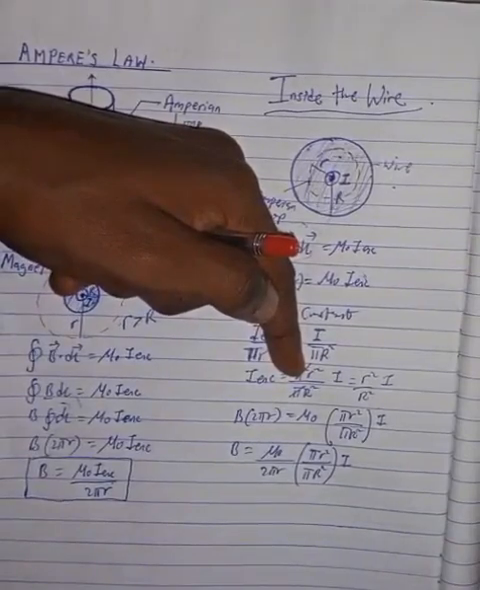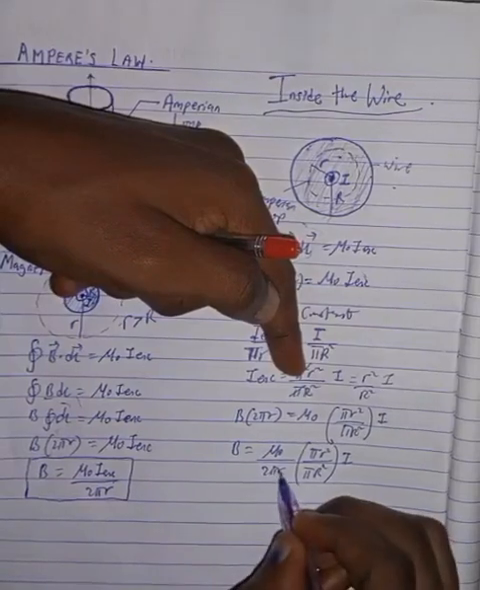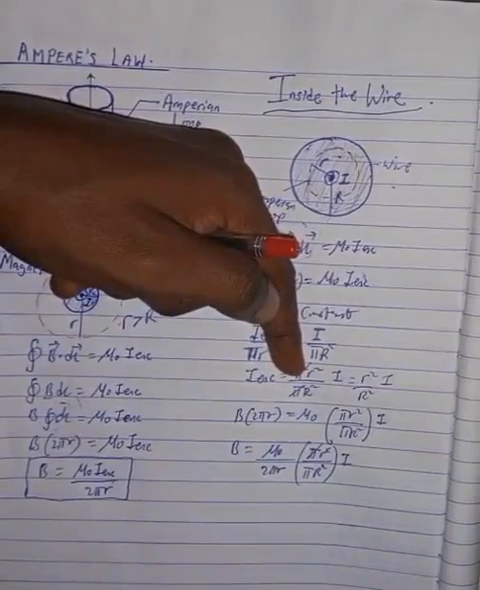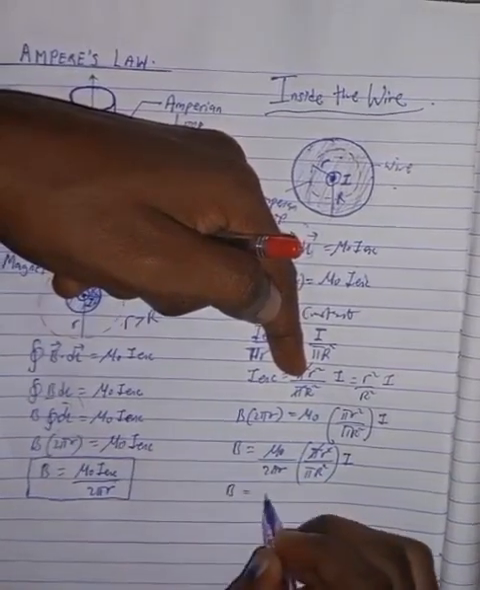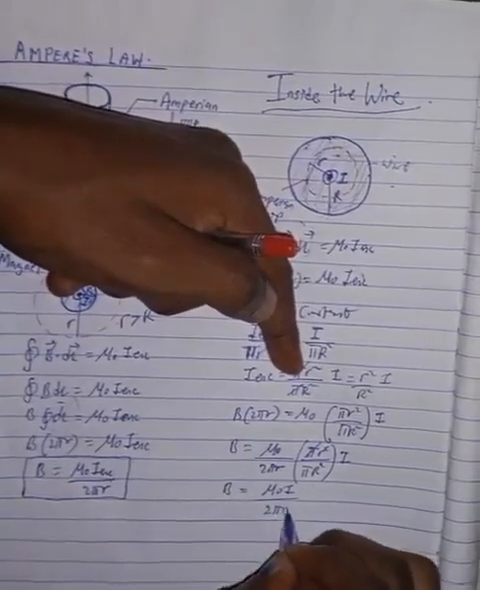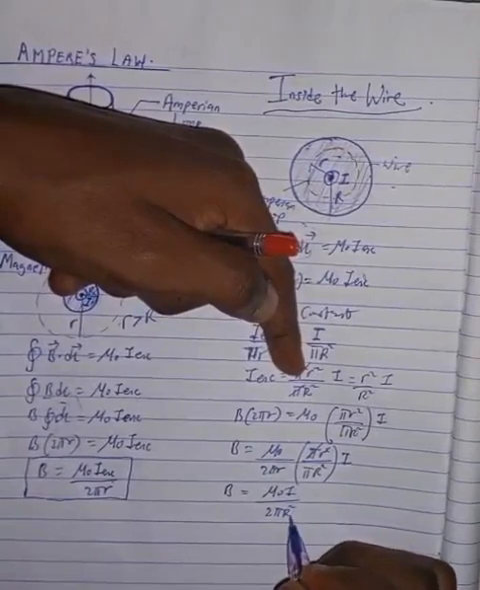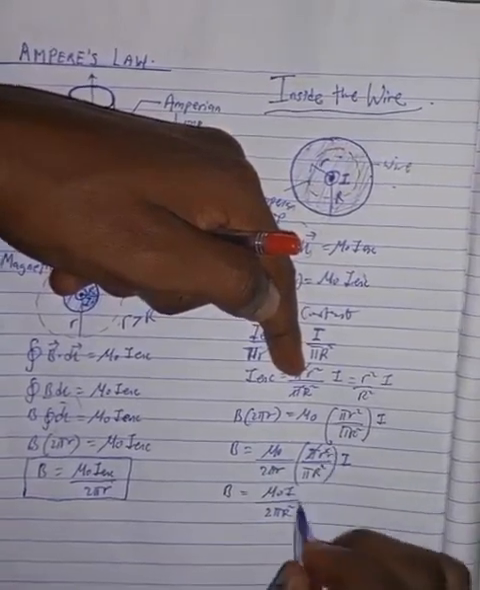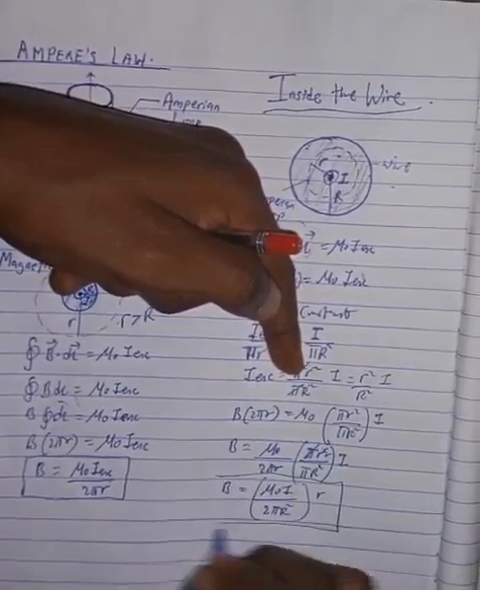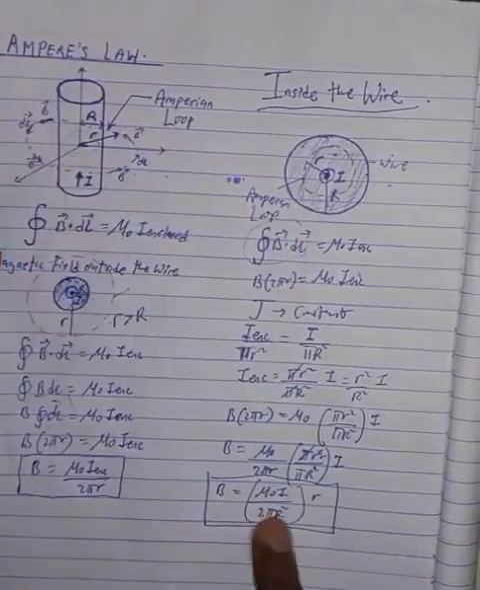So this is it. Looking at this, the pi cancels. So from here, I have B equals mu naught I over 2 pi R square. I'm still having one r remaining, so let me just put the r here, like this. So this is how to find the magnetic field inside a wire.